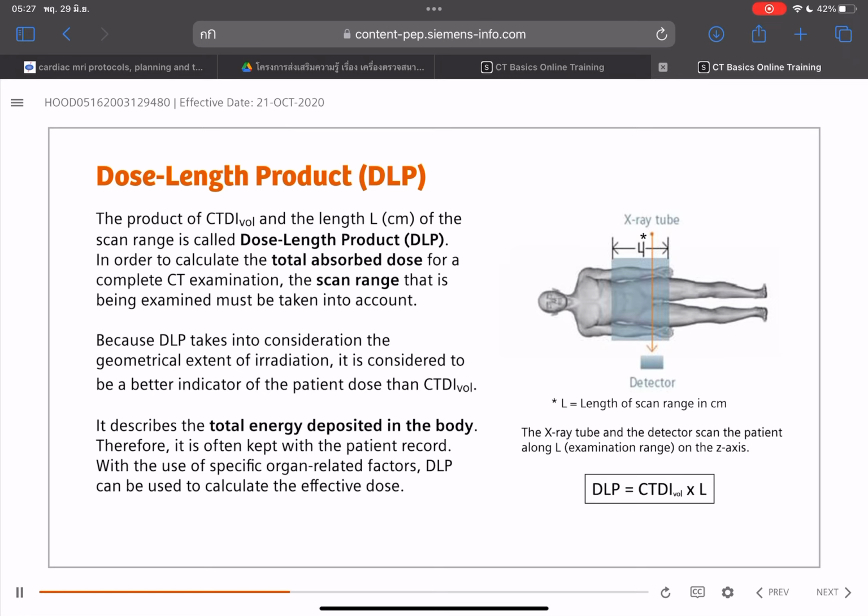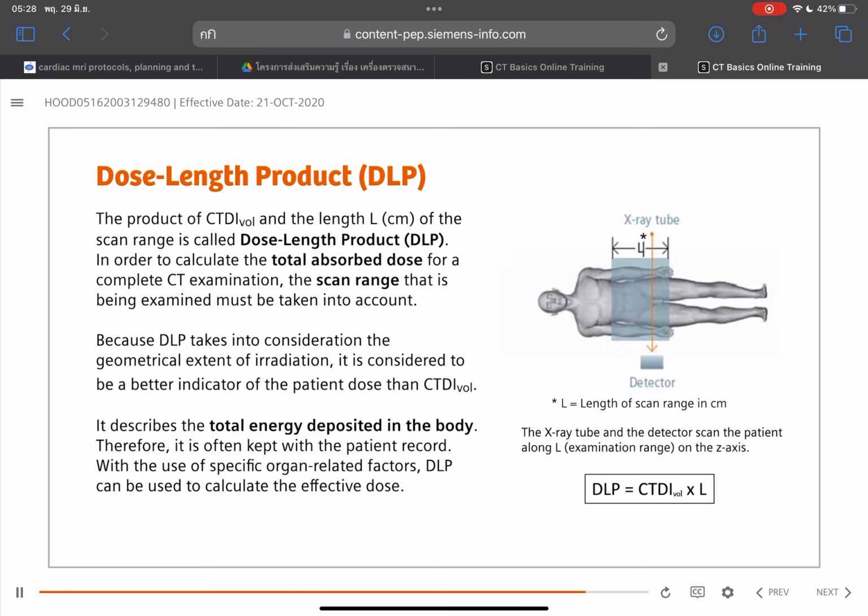Because DLP takes into consideration the geometrical extent of irradiation, it is considered to be a better indicator of the patient dose than CT-DI volume. It describes the total energy deposited in the body. Therefore, it is often kept with the patient record. When multiple series are performed, the DLP value for all series should be added to obtain the total DLP, which reflects the total dose for the entire examination.